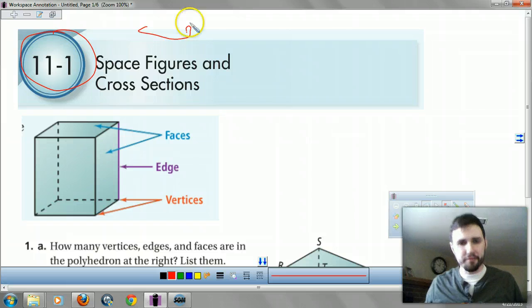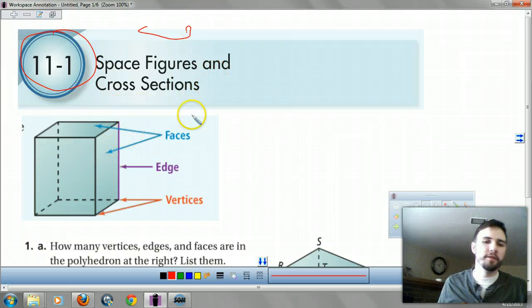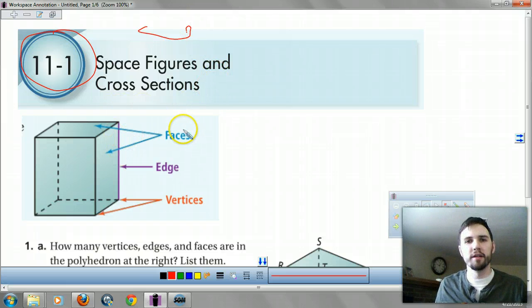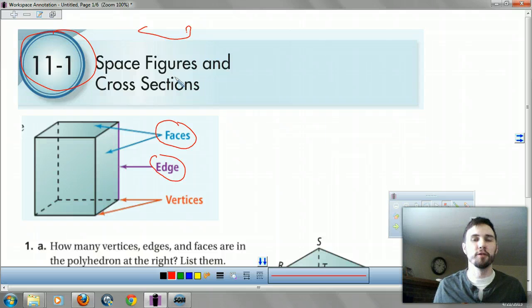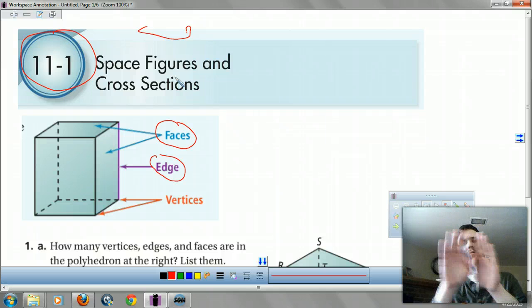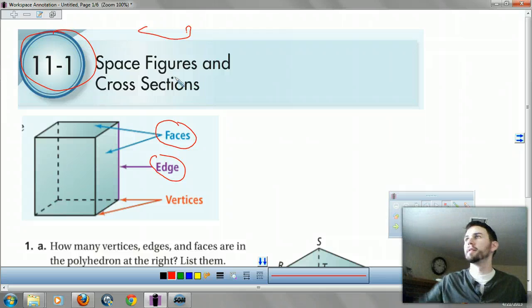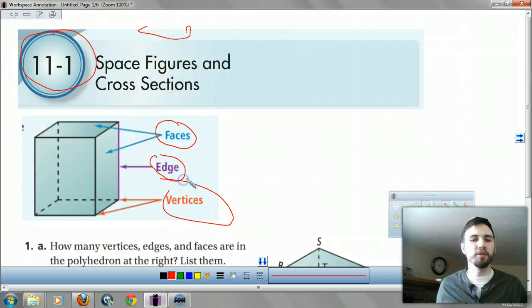Okay. In a three-dimensional figure, a polyhedron, a prism, a pyramid, you have three things to look for. You have faces, those are your flat surfaces. You have your edges, those are not your corners, but in your wall, where your walls connect. And you have vertices, which are your points. Okay?